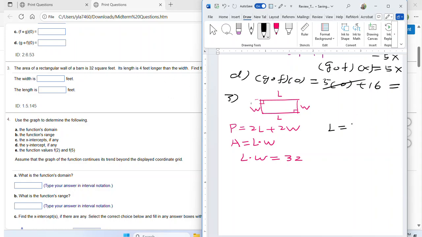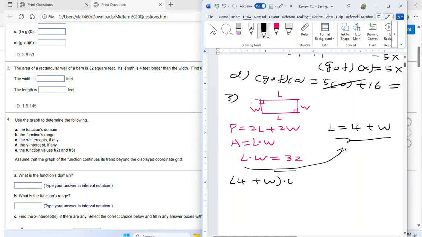So 4 plus the width. That is your length expression. All right, so now we got two equations. We can solve this one. So we're gonna replace this one for L. So L is 4 plus W, and then times W here equal to 32.